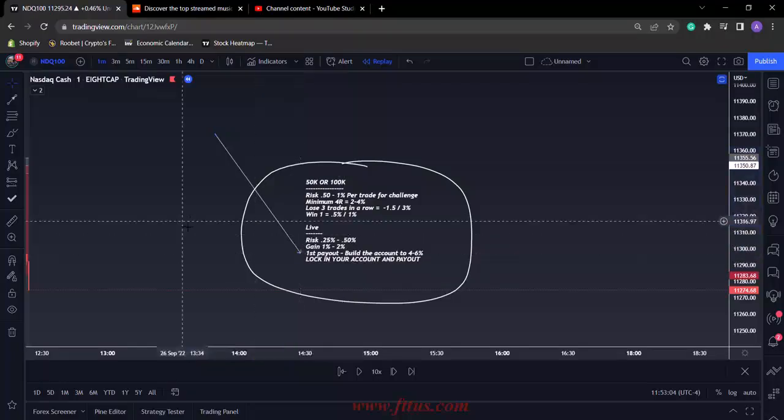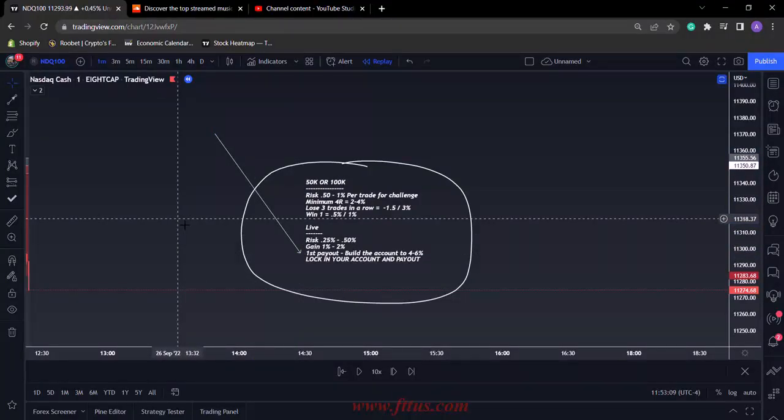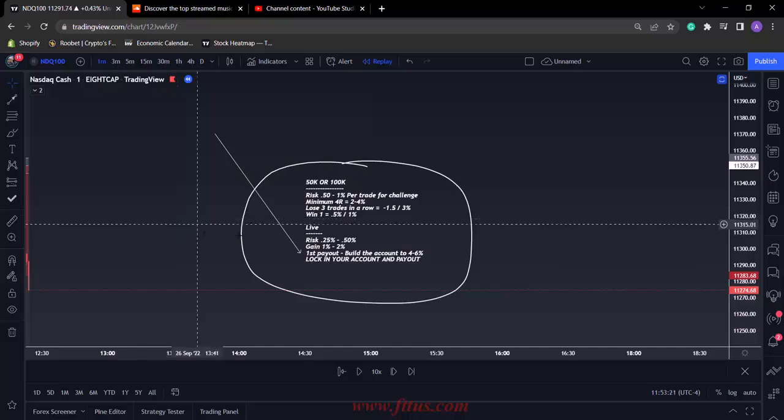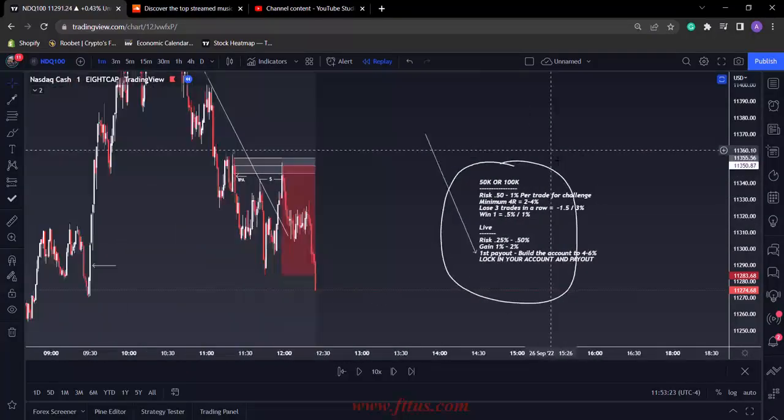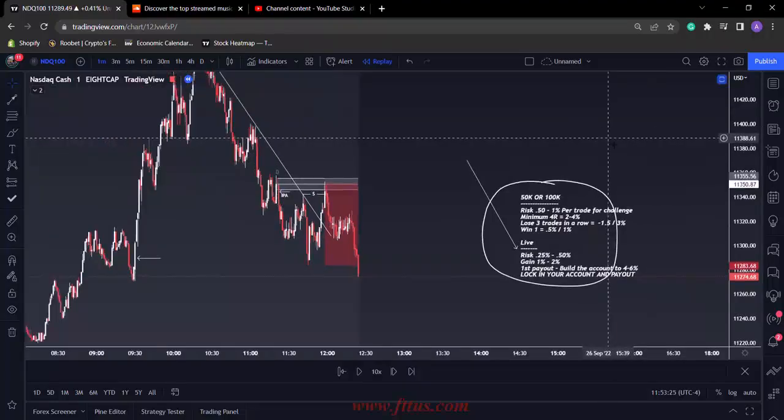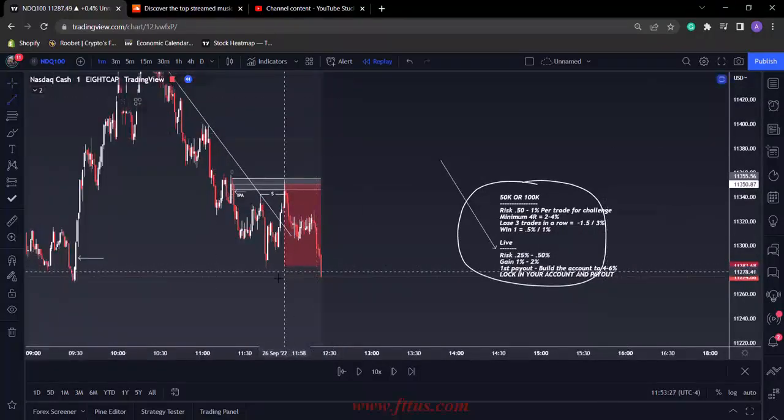Now for the first payout, lock in that live account, lock in that profit. You're not going to want to trade a live account and do this challenge just to blow your live account before you even get the first payout, you know what I mean? Lock in that first payout. 4 to 6%, be done. So that's it. This is what we went over in this little video real quick.